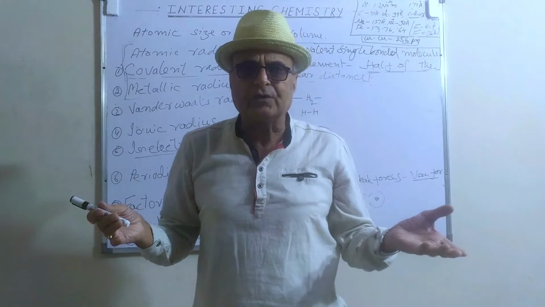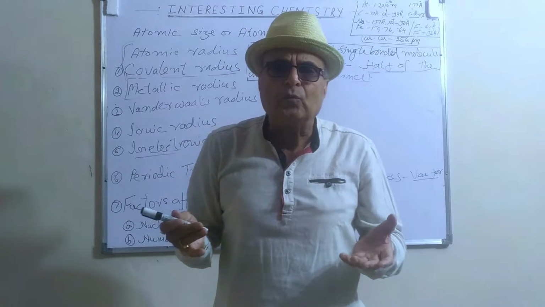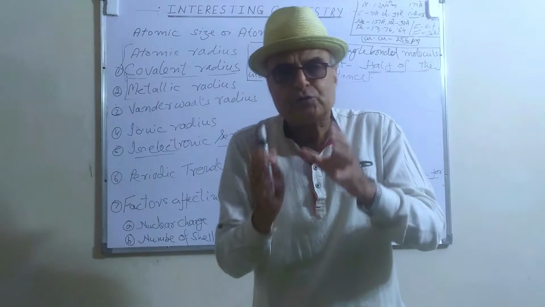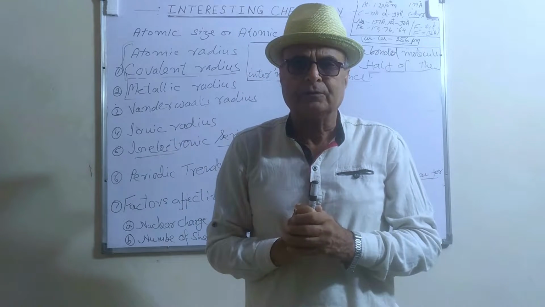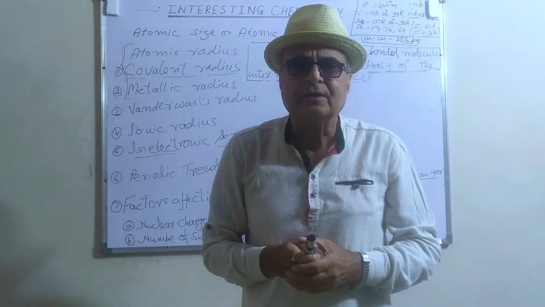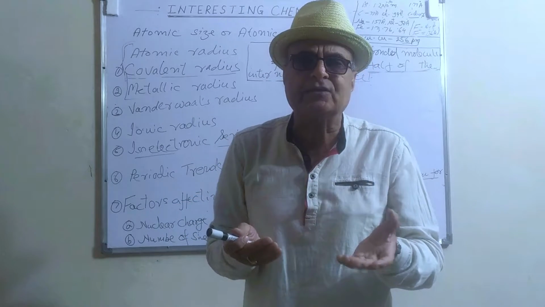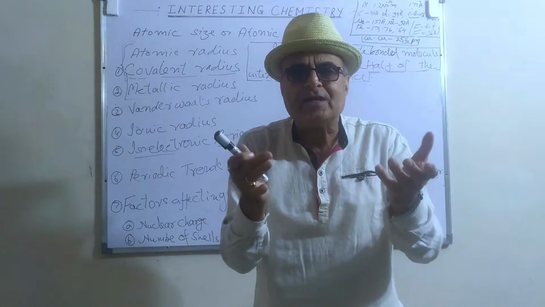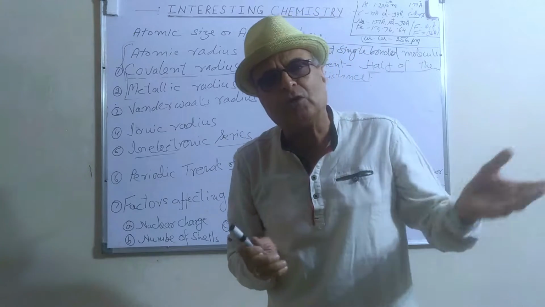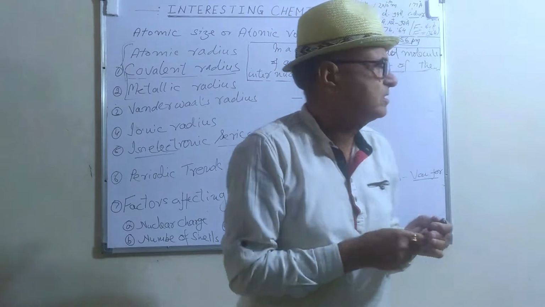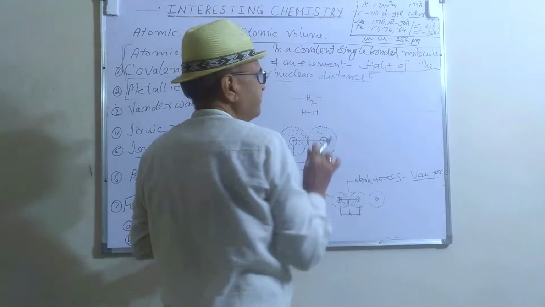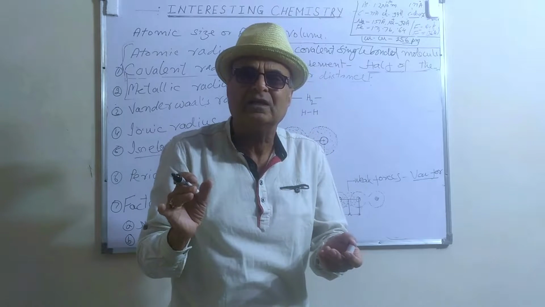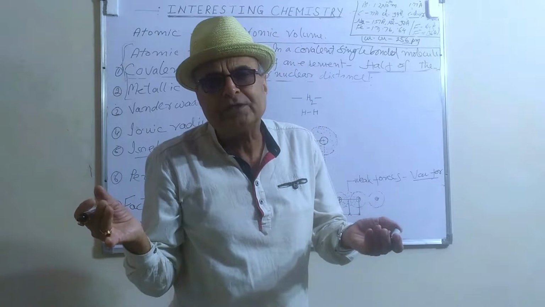It's not an easy task to find the value of atomic radius or atomic size. It's very complicated. Then you can ask me why. There are two reasons why measuring the atomic size or the atomic radius is very complicated. The first reason is the size of the atom. The size of an atom is too small to measure the atomic radius.